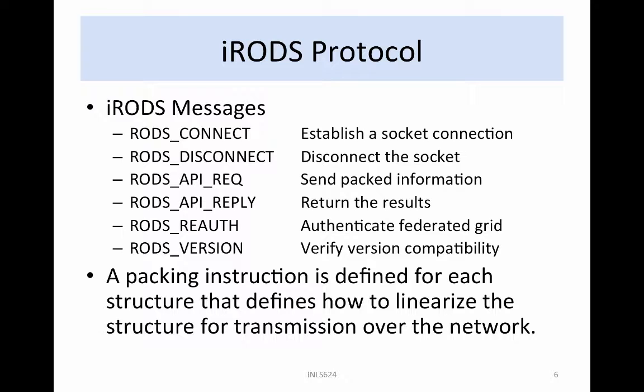A packing instruction is defined for each data structure that defines how to linearize the structure for transmission over the network. A corresponding unpack instruction defines how to recreate the appropriate in-memory structure. An implication is that rules can be created that are executed on multiple servers, and the data grid middleware will keep track of the information exchange for you.